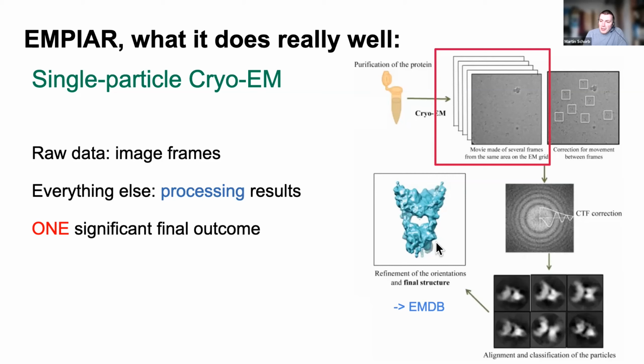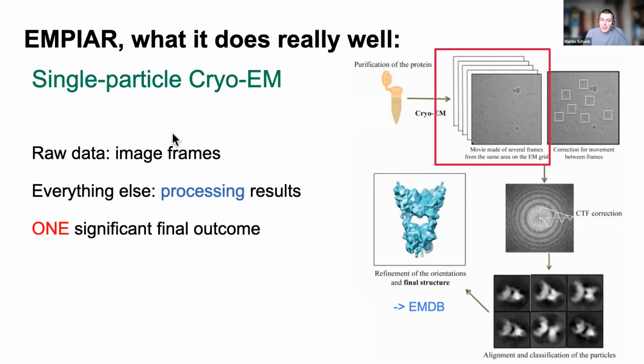And the significant outcome of the experiment is the structure of a protein or multiple proteins, depending on the conditions and so on and so forth. So that's rather clear. So it's clear what is the raw data, and it's clear what's the final result. And I think this is what makes it easy to handle. I will show you a couple of other examples where already the definition of what is the raw data and what is the final outcome gets tricky, and obviously that then makes it tricky to deposit and archive this data properly.